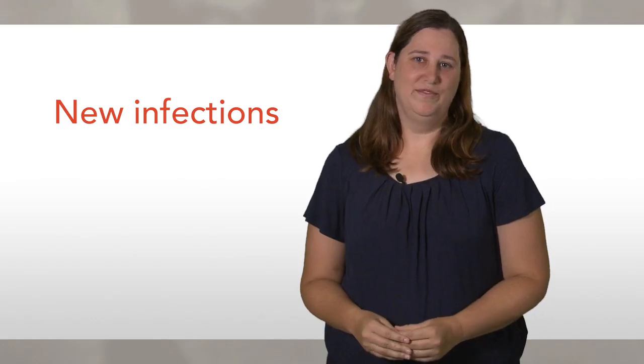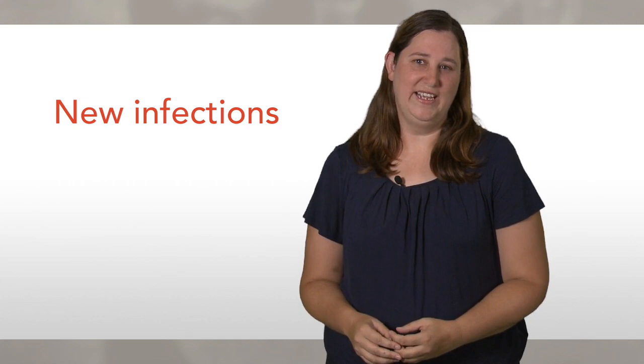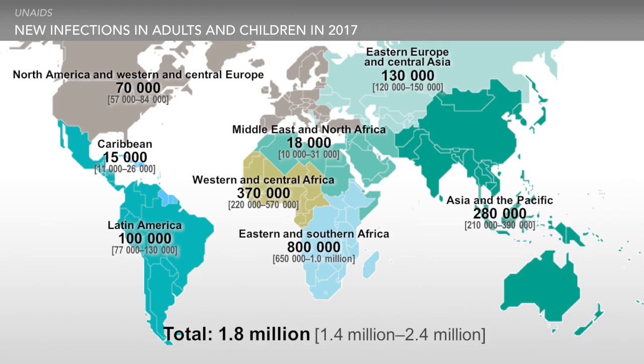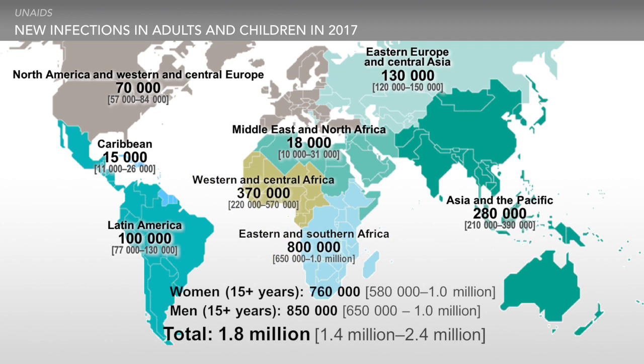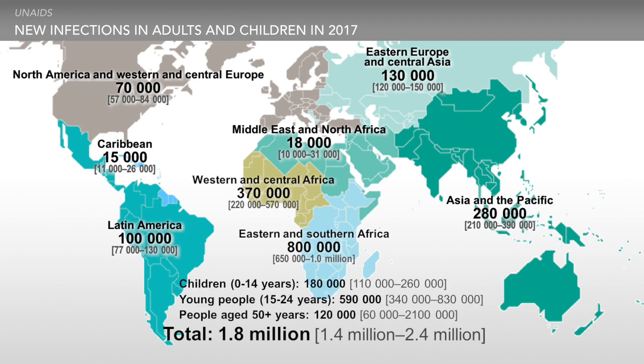Let us now consider the number of new infections that occurred in the most recent year. This is shown on the figure. Again, the plausibility bounds for these estimates are shown in parentheses. We can see that the large majority of these new infections are among people living in sub-Saharan Africa. In addition, the UNAIDS estimates the number of new infections in women and in men aged 15 years and older. It also provides estimates of the number of new infections in children, in young people aged 15 to 24 years, and in older people aged 50 or more.